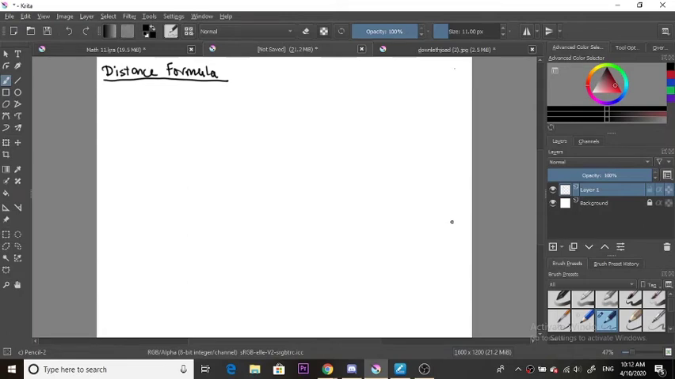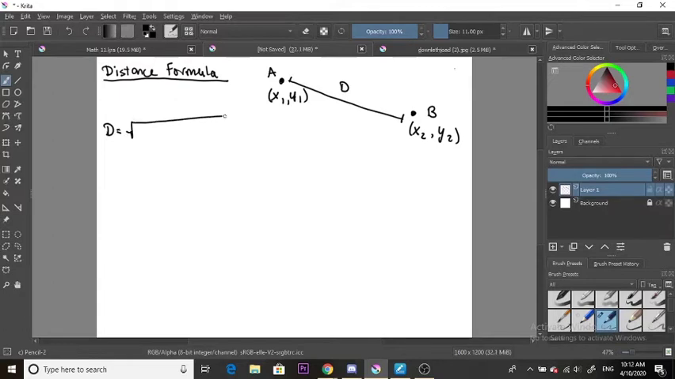So today I want to go over the distance formula. Now this formula is used when we know the coordinates of 2 points. So we have point A, which has coordinates of x1 and y1. And then we have the coordinates of point B, which has the coordinates of x2 and y2. With this formula, we can figure out the distance between these 2 points.